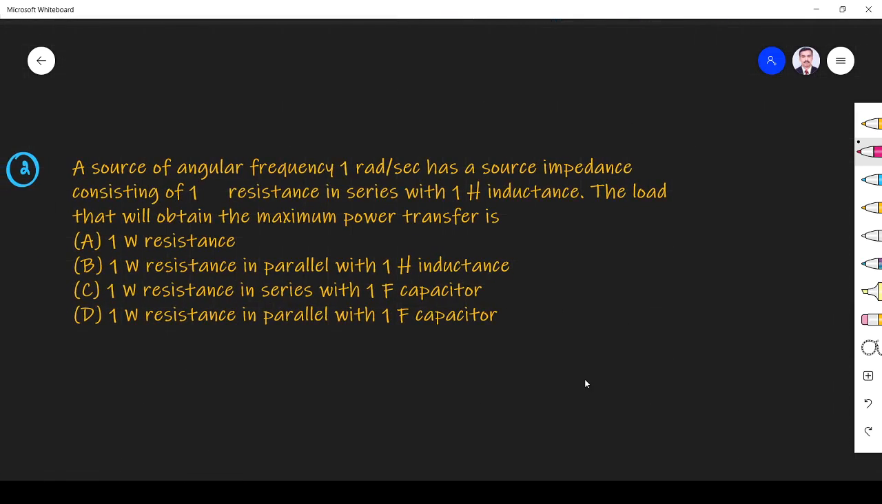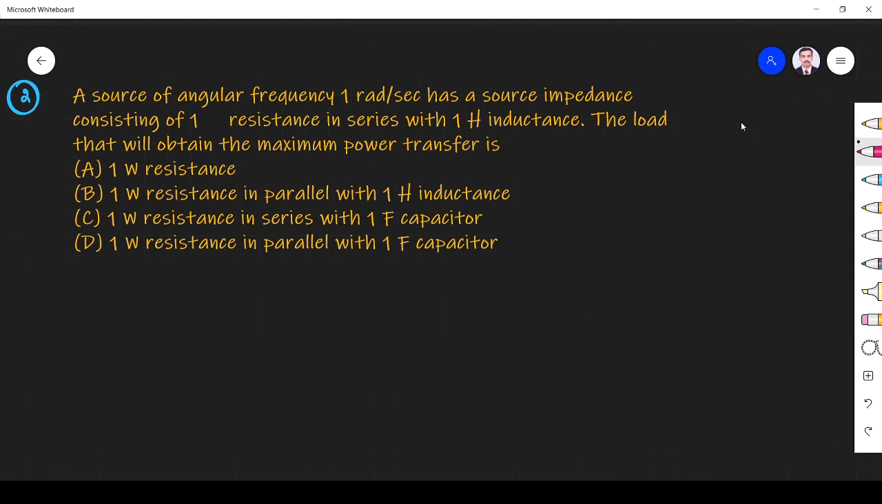Okay, second question. A source of angular frequency 1 radian per second has a source impedance consisting of one resistance in series with one inductance. So Z is equal to R plus jXL, so 1 plus j, inductance is 1. So this is my source.